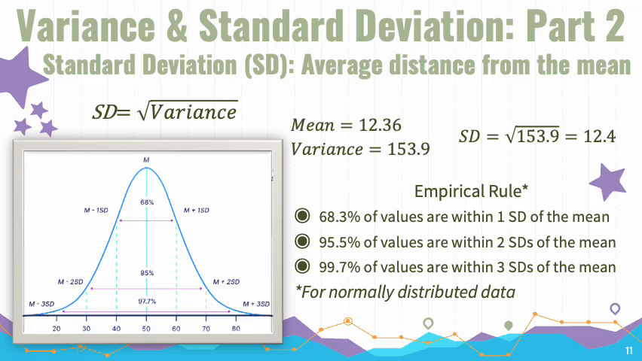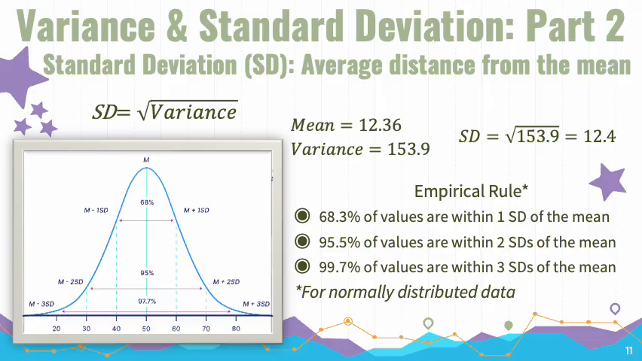So, looking at our data set for the number of years of nursing experience, we knew from the previous slide that our variance is 153.9. Our standard deviation is the square root of that, which is 12.4. We could apply the empirical rule here if we knew our data was normally distributed. However, I will let you know that our data set is not normally distributed, and I know that based on the calculations that I did.